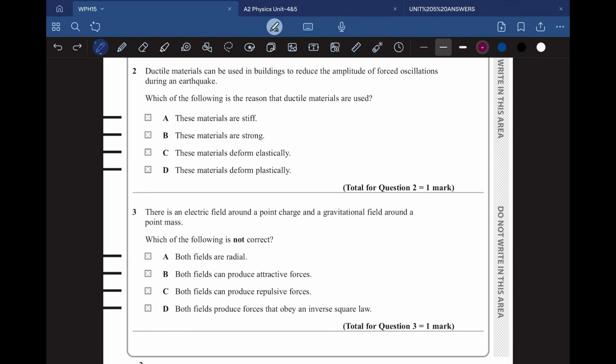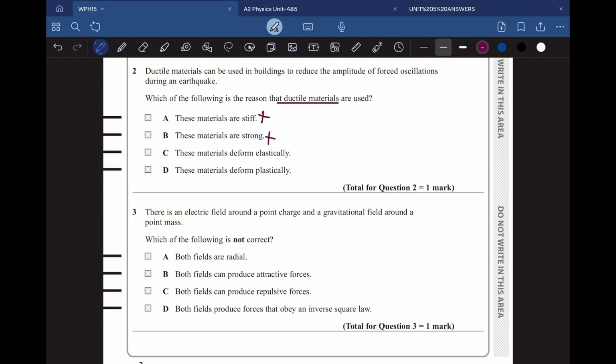Now in the second question, it says ductile materials can be used in buildings to reduce the amplitude of forced oscillation during an earthquake. Which of the following is the reason that ductile materials are used? Now the first one says these materials are stiff. So basically this has nothing to do with that. Ductile materials are used because they absorb the energy, and when they absorb that energy they don't give back that energy. They do not return that energy. The next says these materials are strong. Strong has nothing to do with the absorption of the energy.